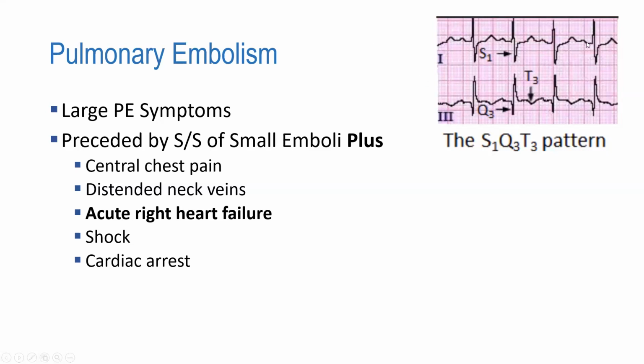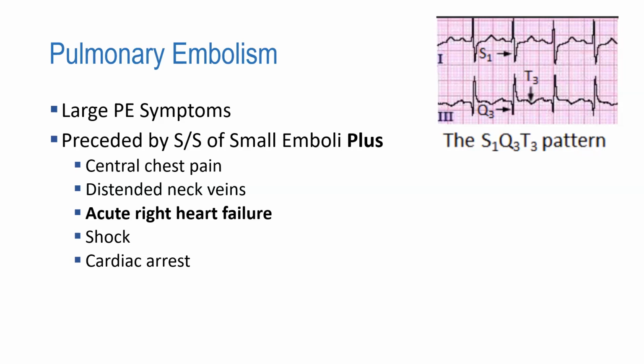So looking at leads 1 and leads 3, you're looking for an S wave in lead 1, a Q wave in lead 3, plus an inverted T wave in lead 3. And those are limb leads 1 and 3. Okay, less than 10% of patients are going to present with this. You don't ever diagnose a pulmonary embolism from an EKG. It might tell you you need to look further, but you're not diagnosing a PE from an EKG. If you ever see these signs, you're going to ask for an echocardiogram. And that's how you're going to diagnose this best at the bedside.